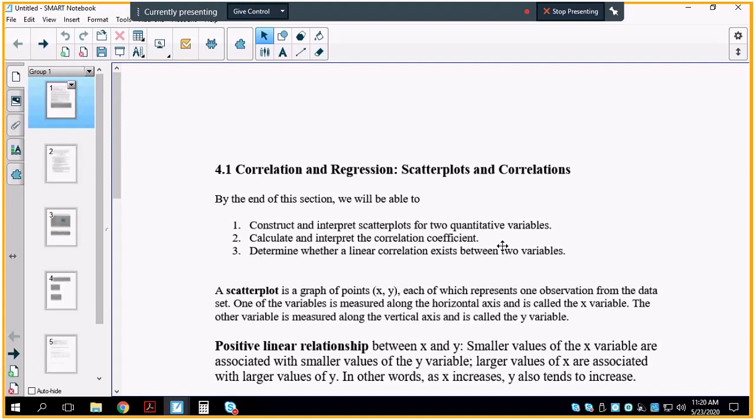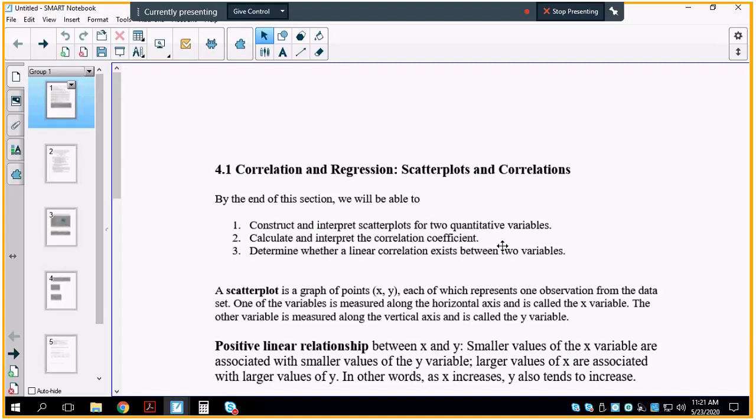In this section, we will understand and learn how to construct and interpret scatter plots for two quantitative variables, calculate and interpret correlation coefficients, determine whether a linear correlation exists between two variables.